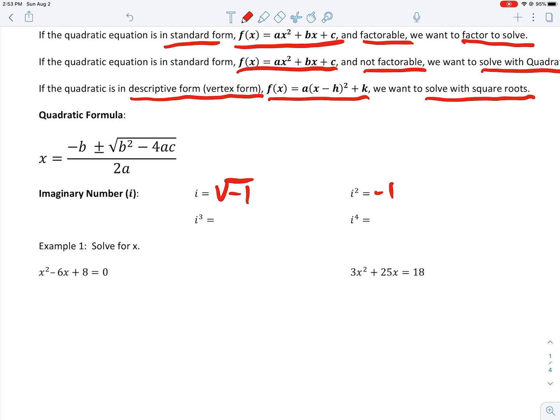If you were to square that, you'd have negative 1. If you were to cube it, you'd have negative i. And if you raise it to the fourth power, you'd have 1. But this is the main thing. When we get to a negative underneath our radical, we don't get to just write no real solution anymore. We need to figure out the actual imaginary solutions.